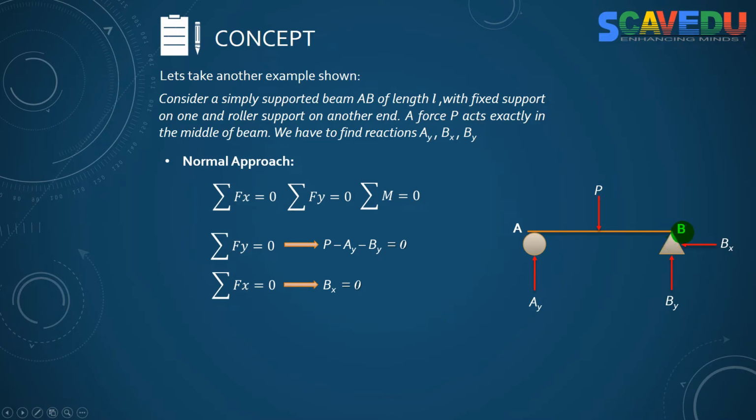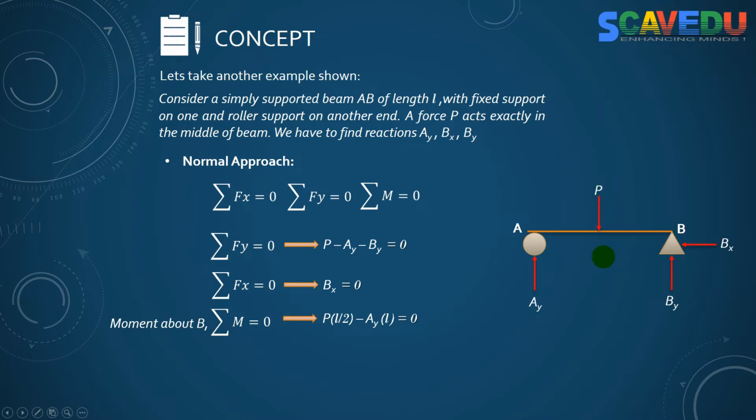If we take moments about point B, we get one more equation to solve this system. If I consider point B as the pivot point, we have two forces acting, that is P downward and Ay upward, which create the moment. Now P is exactly in the middle, so the distance from point B to the force P is L by 2.